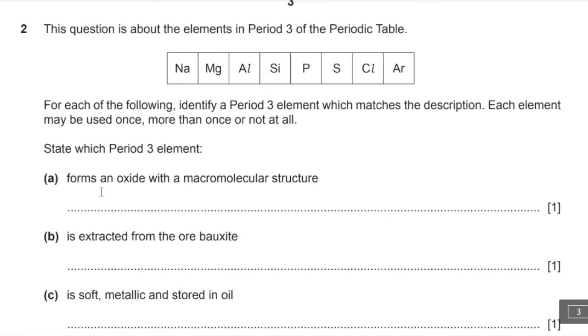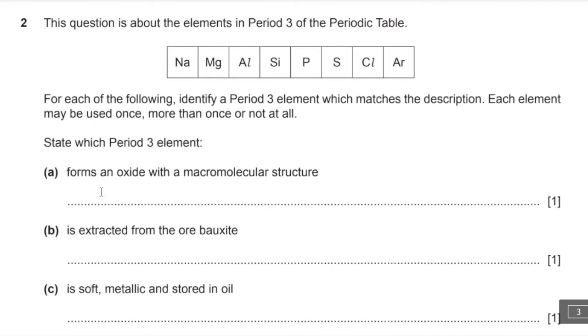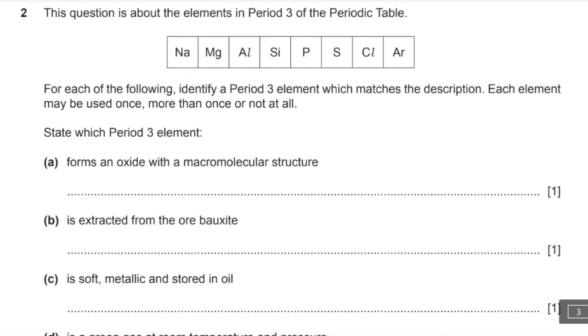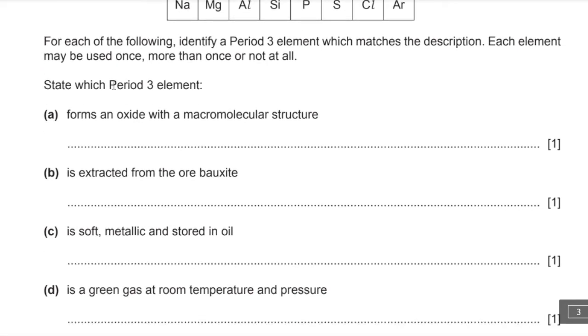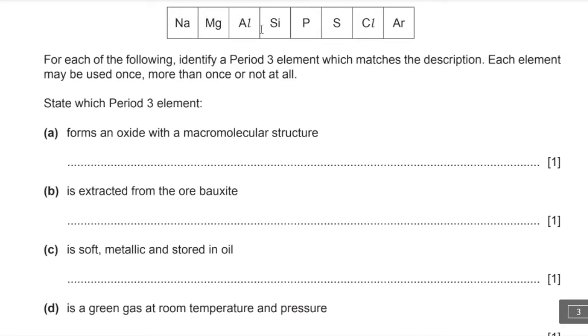2. This question is about the elements in period 3 of the periodic table. For each of the following, identify a period 3 element which matches the description. Each element may be used once, more than once, or not at all. State which period 3 element A forms an oxide with a macromolecular structure. And here we have silicon, which forms a macromolecular structure.